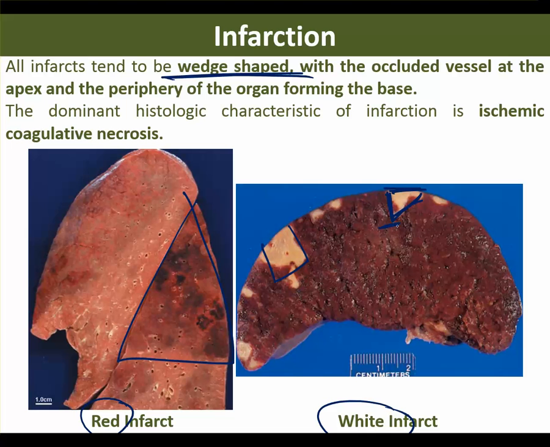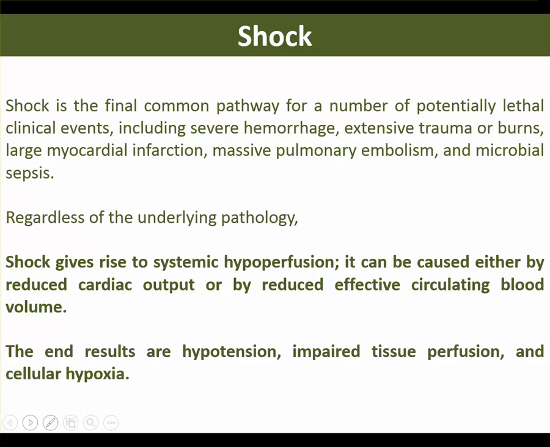So the blood vessel gets blocked here. So that's why this area goes for infarction. Understand? It's a wedge shape. Wedge shape means like this. And infarction will produce coagulative necrosis. Infarction is a coagulative necrosis.